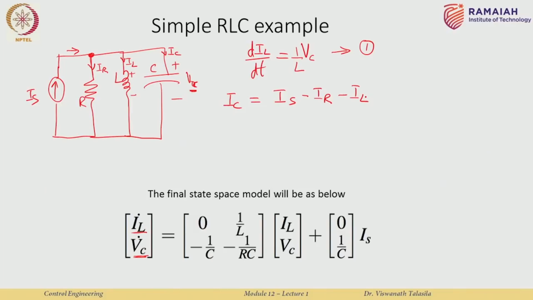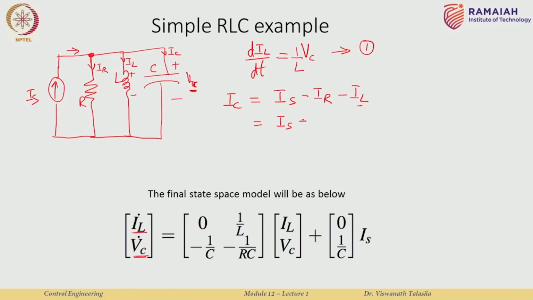Now, we see that we have IL in this expression. I do not want to touch IL, because we want the interconnection matrix between the voltage across the capacitor and the current through the inductor to contain both terms. What I will do is replace the other terms if possible. Is of course will stay as it is, because it is an independent source.